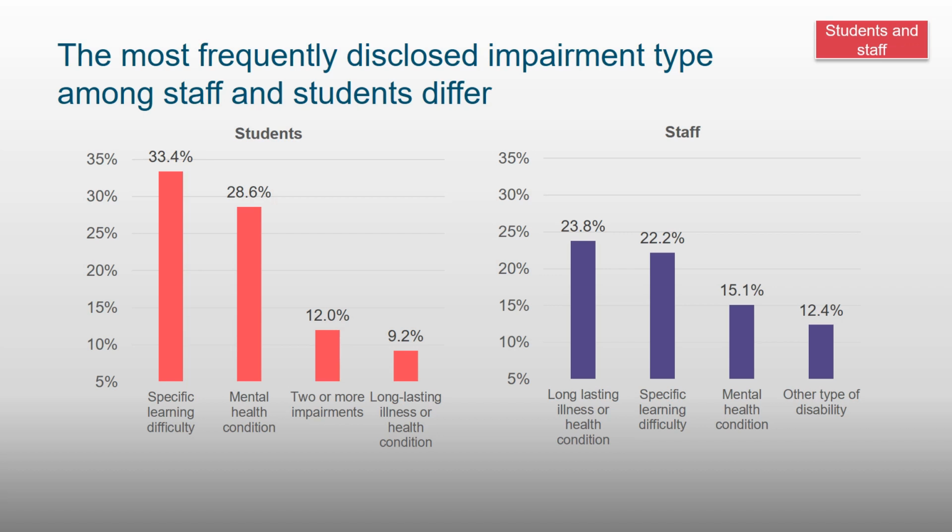This graph presents the most common impairment types disclosed among students and staff members declaring a disability. We see that these vary across the two populations, with long-lasting illness or health condition being the impairment type mostly disclosed by staff members at 23.8%, whereas specific learning difficulties are the most disclosed impairment type among students at 33.4%. It is worth mentioning that the share of both staff and students who disclose a mental health condition has risen since last year, which might be related to COVID and its well-documented severe effects on well-being.